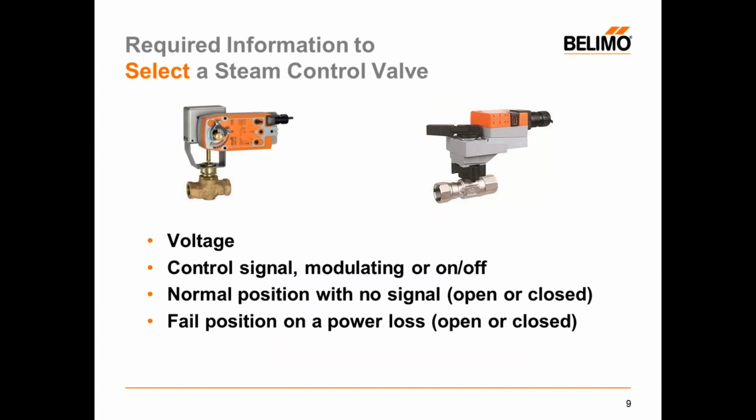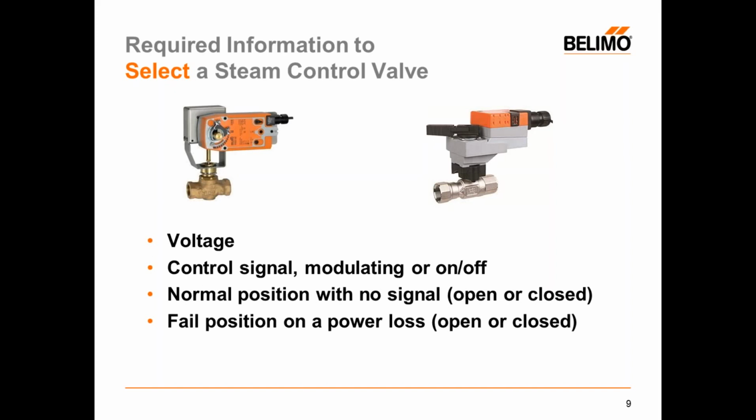To select the steam valve is a little different. We'll want to know the voltage, what's controlling it, what's the control signal, is it modulating or is it on off? And then most definitely with steam we need the normal position and the fail position. The normal position is with no signal. If we lost our control signal, then we want the valve to go open or closed. The fail position is on a power loss. If the voltage goes away altogether, do we want it to spring open?